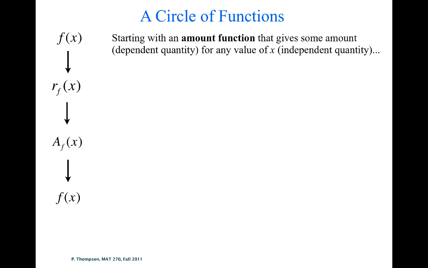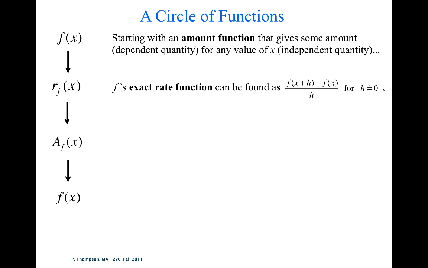So f of x is, we're starting with an amount function that gives some amount for any value of x. How do we find the rate of change function for f? How do we do that? How about right here in the red shirt? How do we find the rate of change function for f? What's that? Yeah, where does that come from? Okay, how about the next one? Right, good. So the exact rate of change function is f of x plus h minus f of x over h, right? For small h. That's the exact rate of change function.